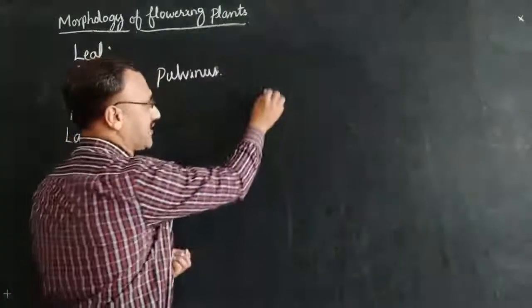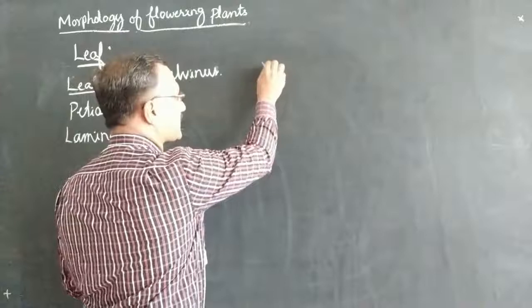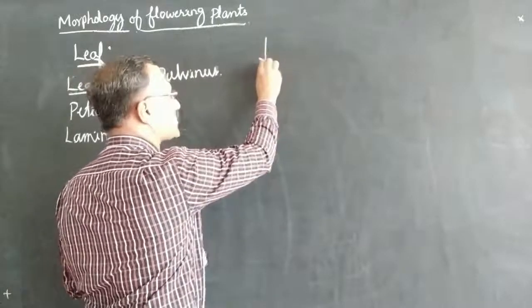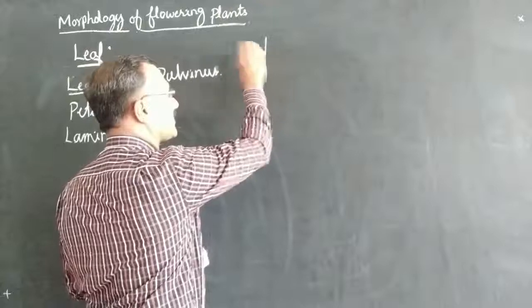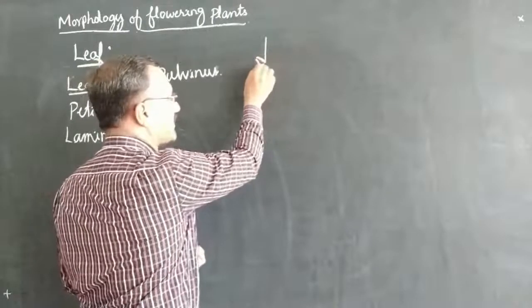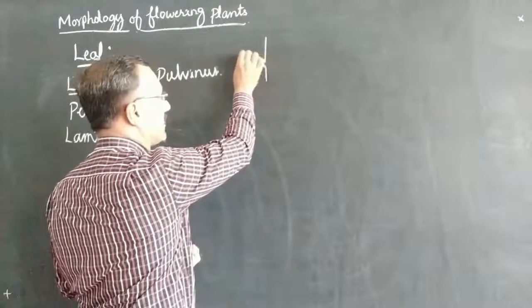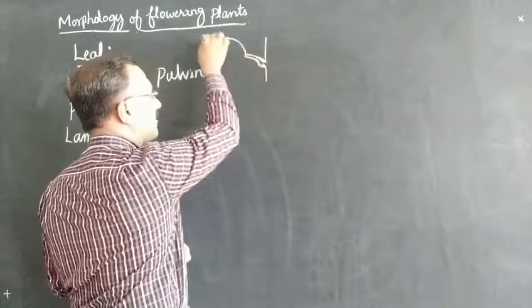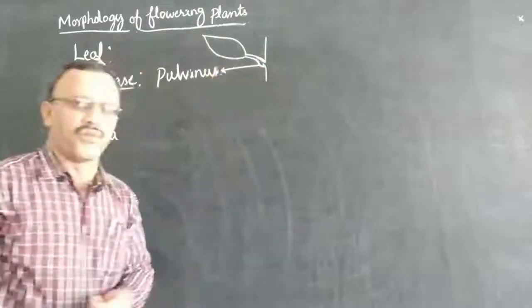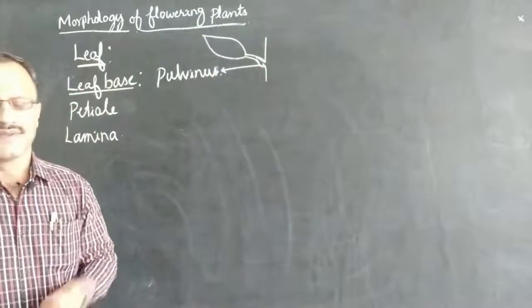Let me show you here in the diagram. The leaf base which attaches is slightly swollen, then it bears the stalk. So this condition, where the leaf base is slightly swollen and then bears the petiole and then the lamina, is called the pulvinus condition.